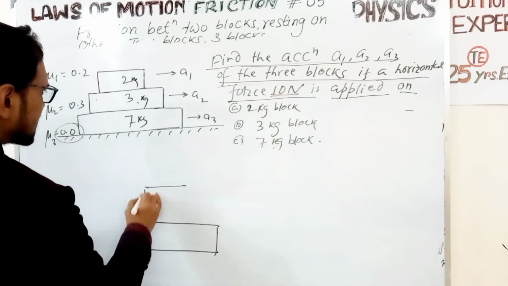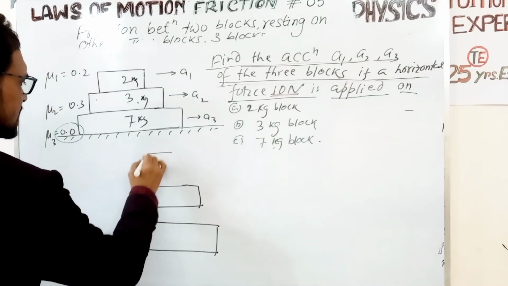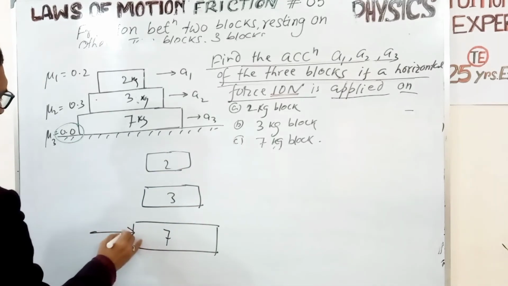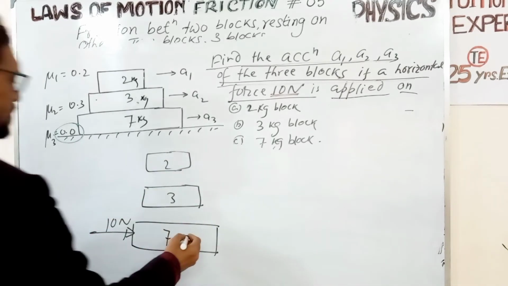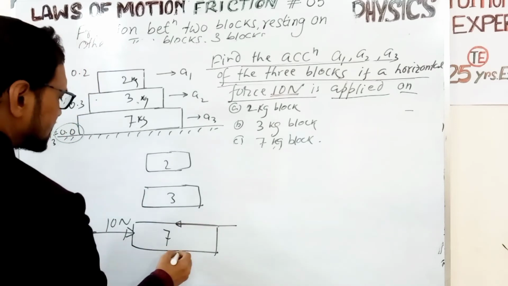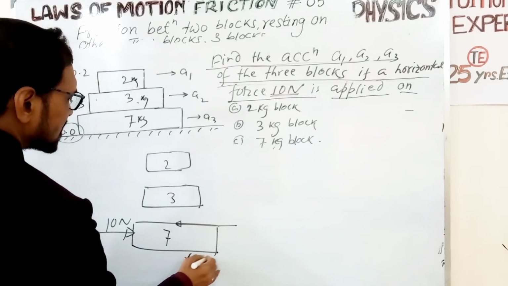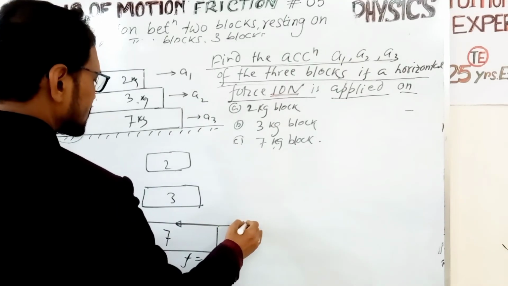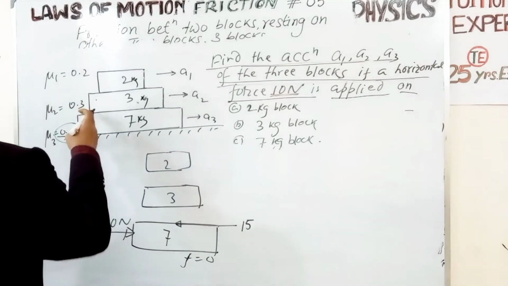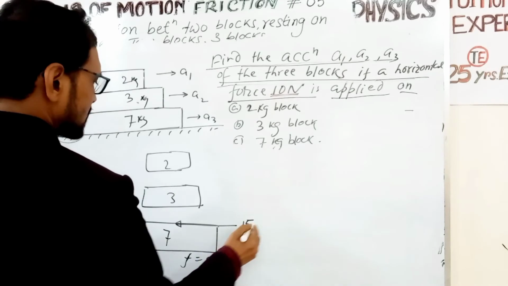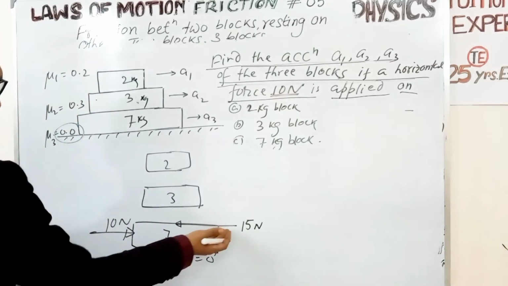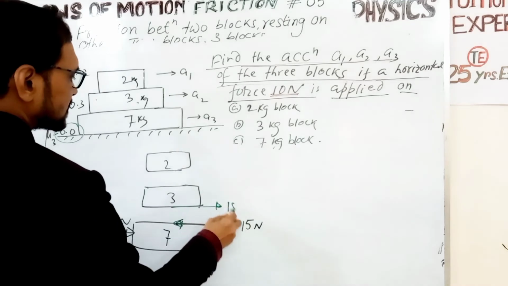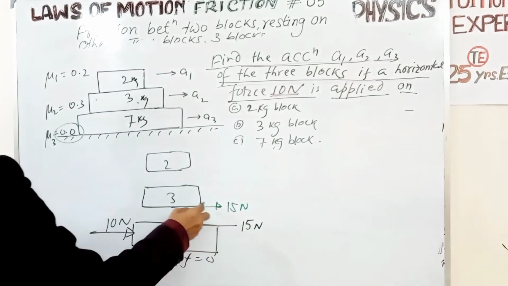Now the second case: 7 kg, 3 kg and 2 kg. Now 10 Newton is applied on this. So what happens? Friction force acts in this direction. Here friction force is 0. Now friction force acts in this direction, which is equal to 15 Newton, 0.5 into 3 into g, that is 15 Newton. So friction acts in this direction, and here friction in this direction.